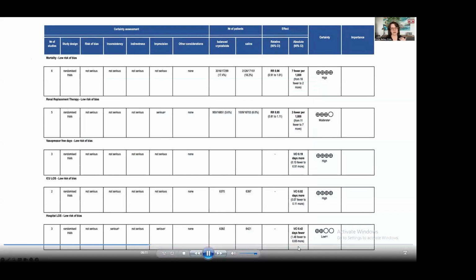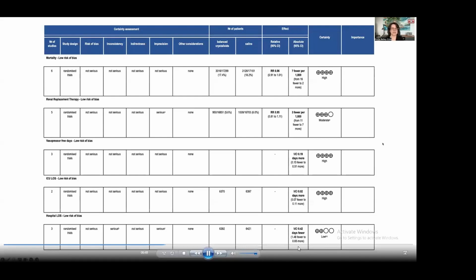So this is a GRADE evidence summary. You can see this was the one for balanced crystalloids versus isotonic saline in critically ill patients in general. You can see that for each outcome, we actually go through this, right? Each row is an outcome. So you have mortality, then you have renal replacement therapy, vasopressor free days. And for each of these outcomes, we go through each of the domains I just outlined, and we make a judgment as to whether we need to downgrade in that category.